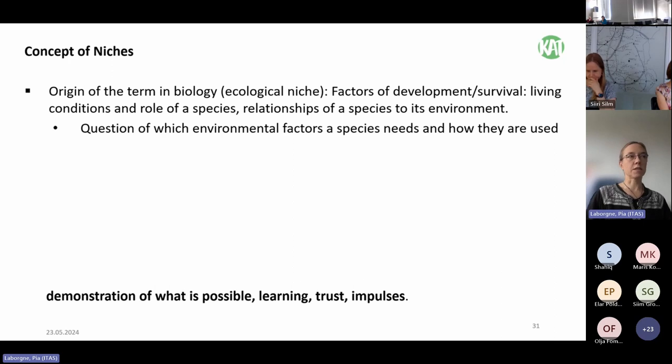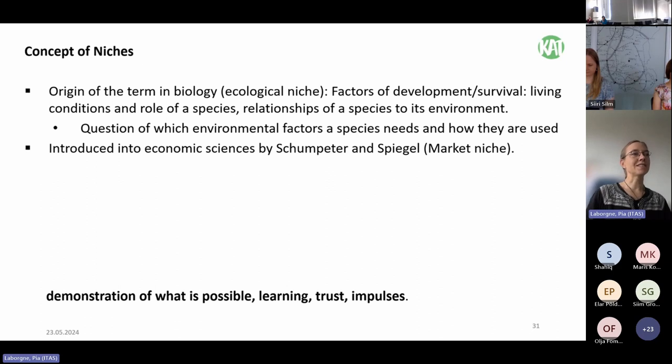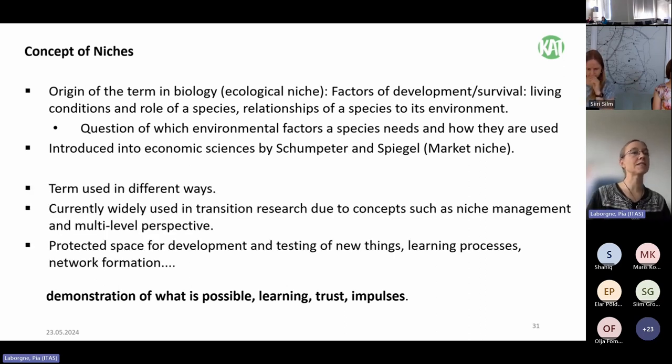The concept of niches: the term originates in biology, as an ecological niche. It refers to factors of development and survival, like living conditions and the role of species in the ecosystem, the relationship of a species to its environment, and the question of which environmental factors a species needs and how they are used. Then it was introduced by Schumpeter and Spiegel in economic sciences and also towards social sciences, first as market niche.